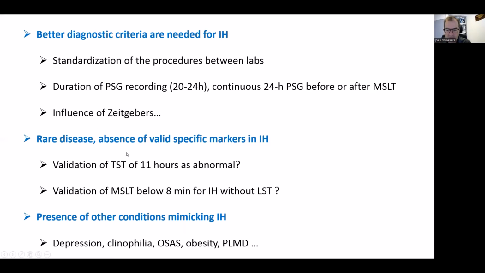It's a rare disease, so we need a specific marker and specific cutoff for the test you want to use. And you need to exclude depression, clinophilia, OSAS, obesity, periodic leg movement. So this is not done.